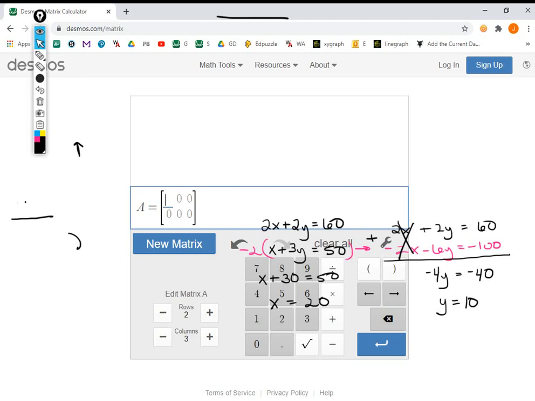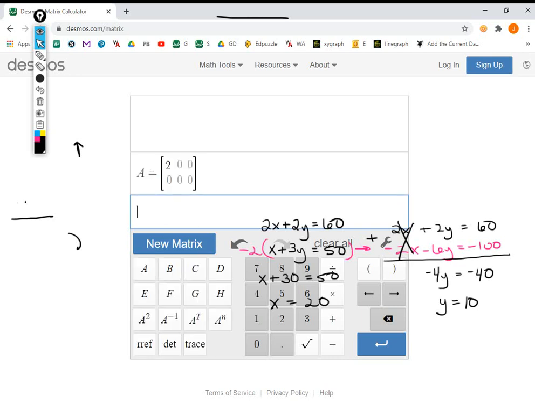Now all you have to do, if you've got your system set up so that your x's are on top of one another, your y's are on top of one another, and then your constants are on the other side of the equation, is that a matrix allows us just to type in the coefficients.